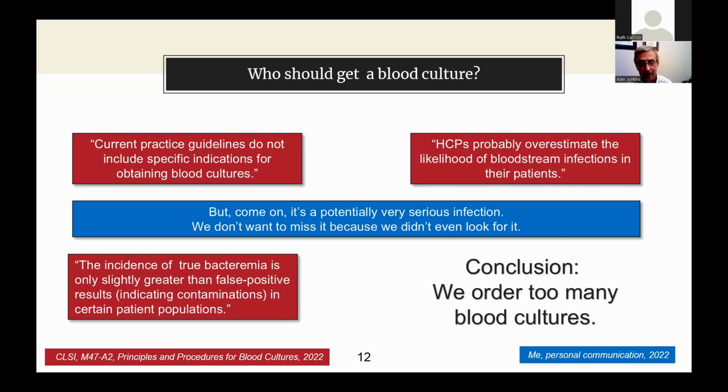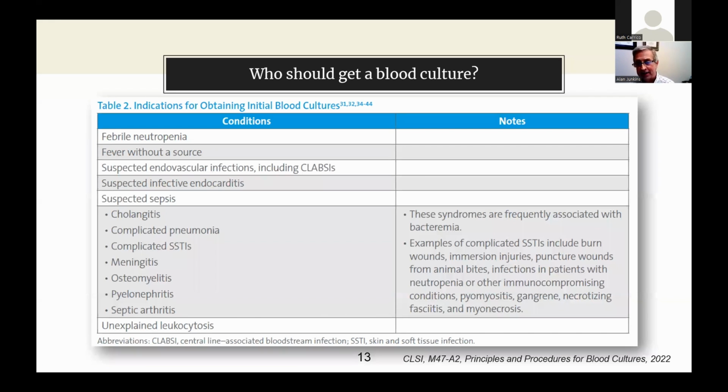Who gets it? So this is what CLSI is indicating right now. This is what they came up with. I'm not going to read these through to you because you can look at it there and see it yourself. They did specifically point out that fever alone is not very well correlated with bacteremia.